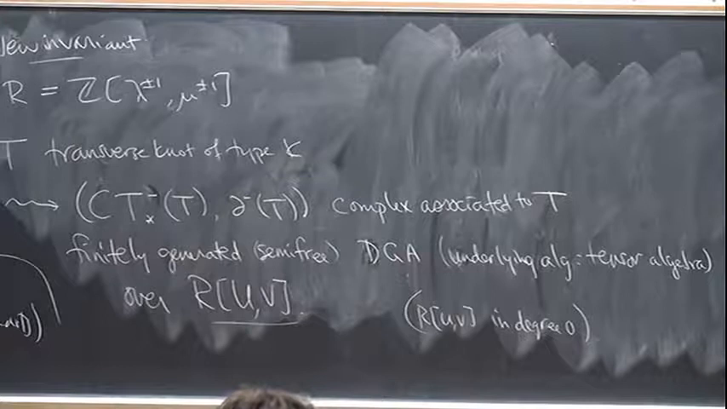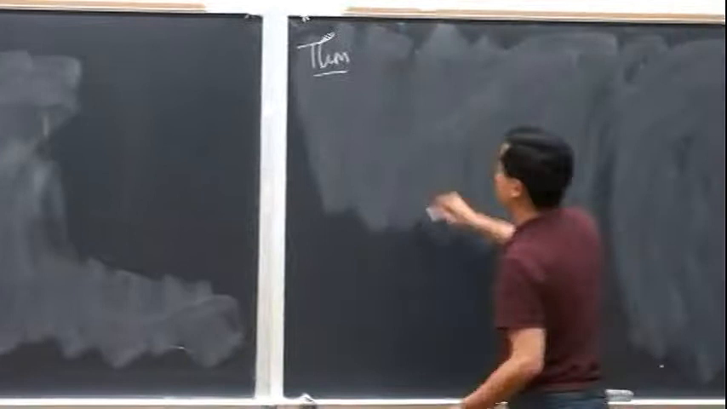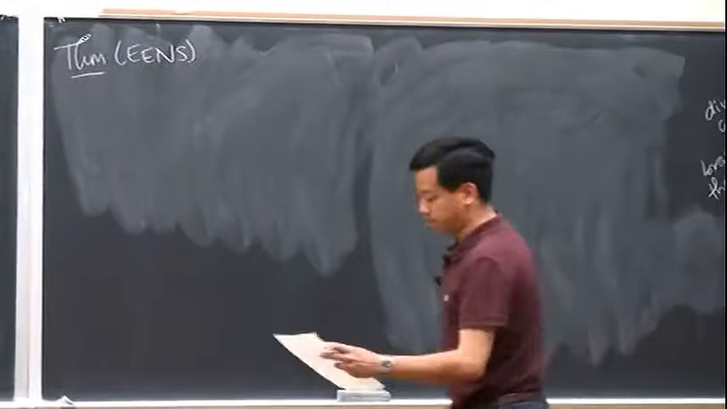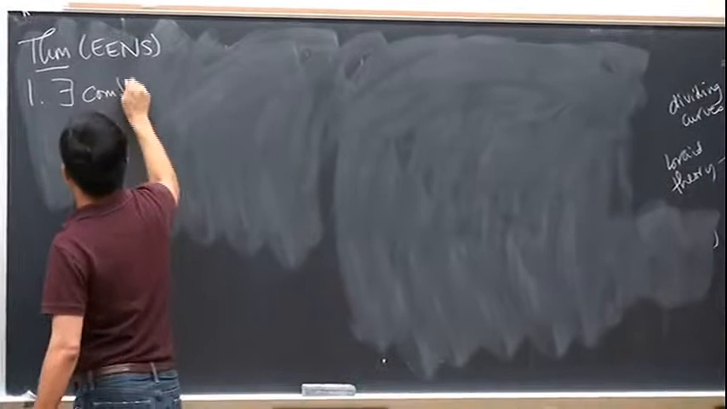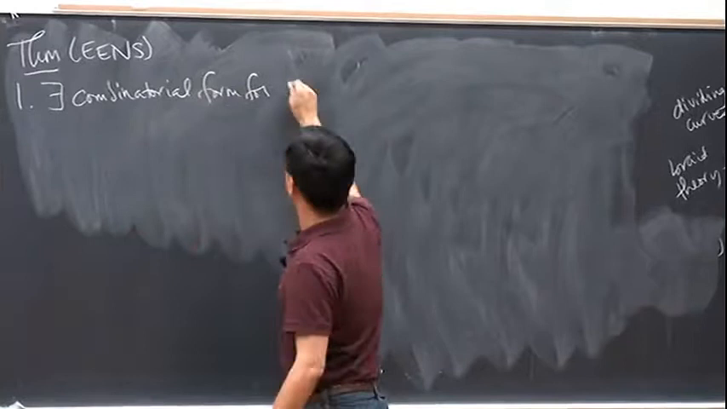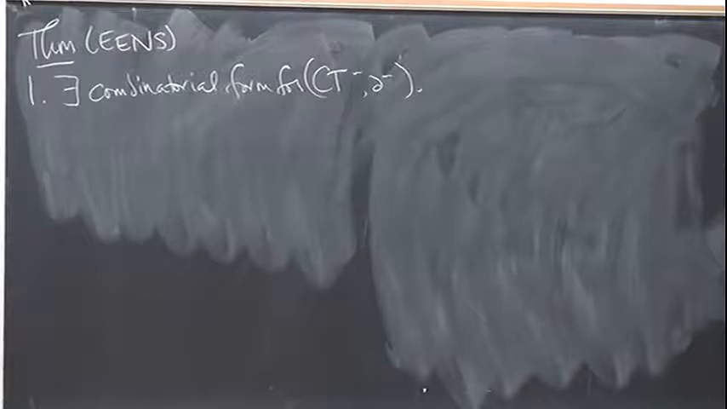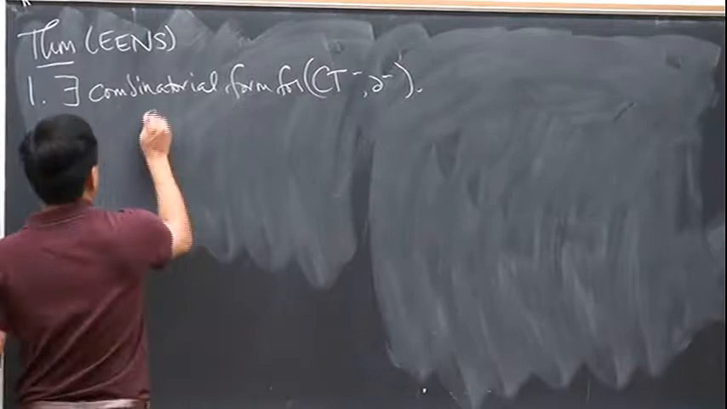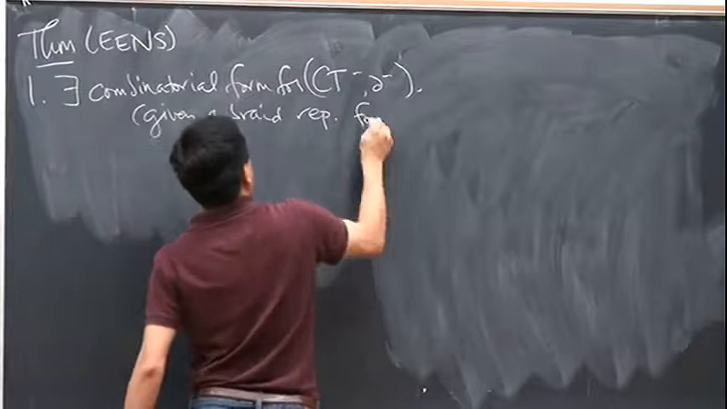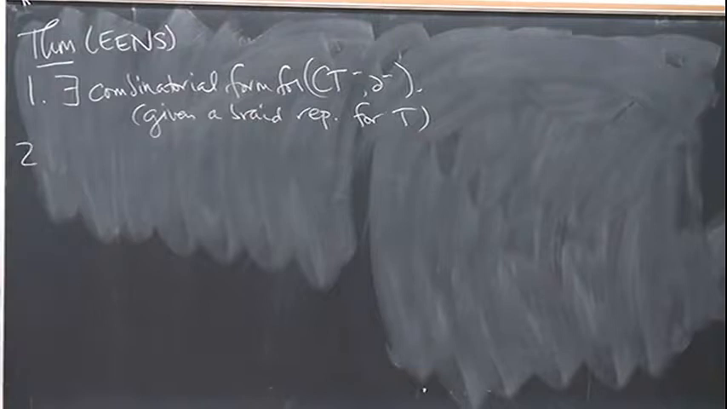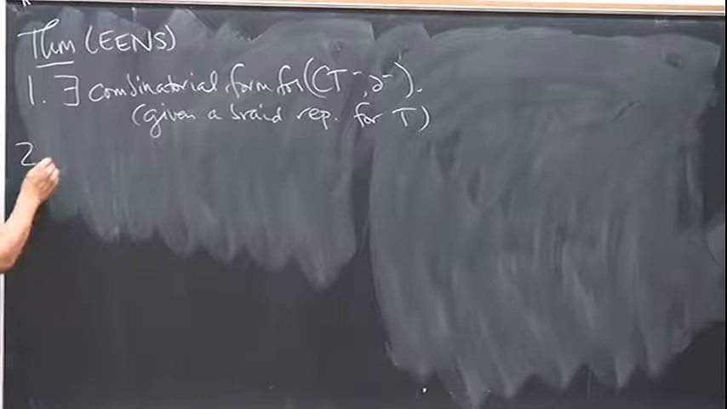So here are the main results about this thing, which I'm not actually going to define for you. This theorem, maybe I should attribute to the people I mentioned before and myself. So one is that there exists a combinatorial form of this. And right now, I'd like to have it in other forms, but right now it's in terms of a braid corresponding to a transverse knot, given a braid representative for T. This is the part that I'm going to sweep under the rug. It's actually not so bad, but it's a little bit much to write down right now, so I'll just leave it at that.